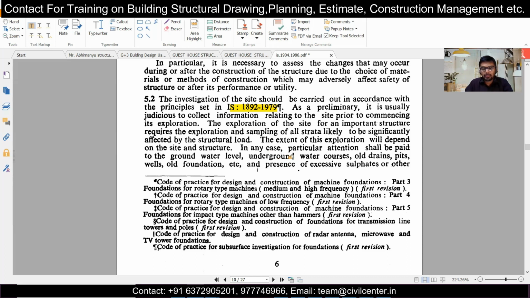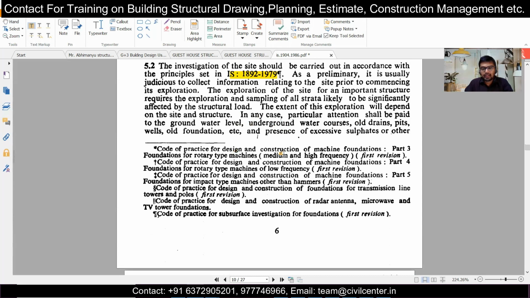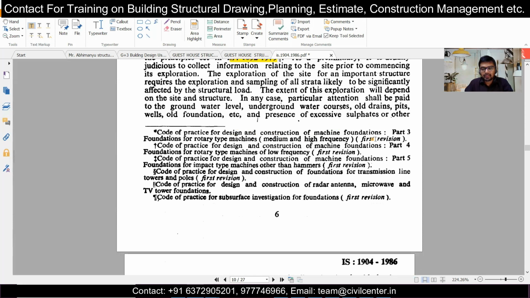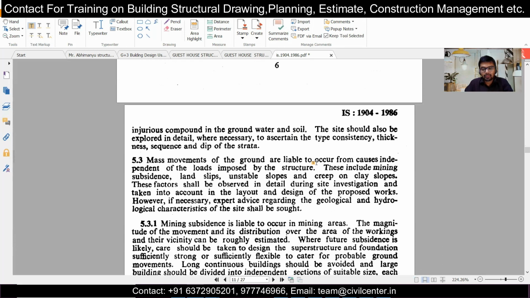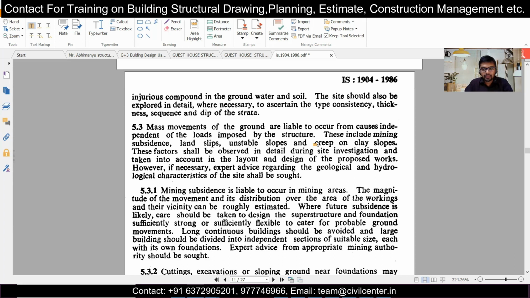Attention should be paid particularly to groundwater level, underground water sources, old drain pipes, pits, old foundations, and the presence of excessive sulfates or other injurious compounds in the ground or soil. The site should also be explored in detail. So it is saying we should mainly focus on water and any chemicals present. Basically, if there are any chemicals present, then we need to provide some protective measures for the construction of the footings.